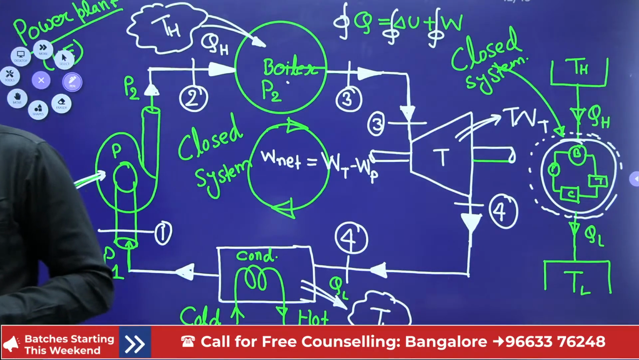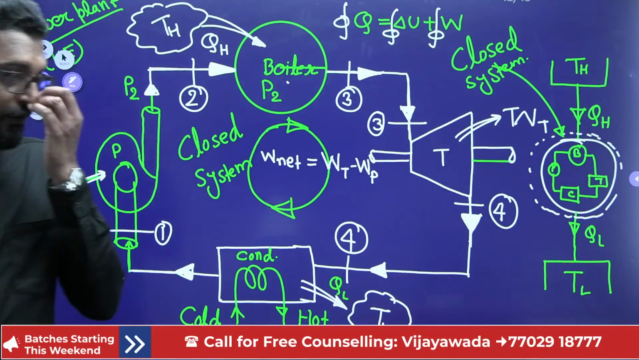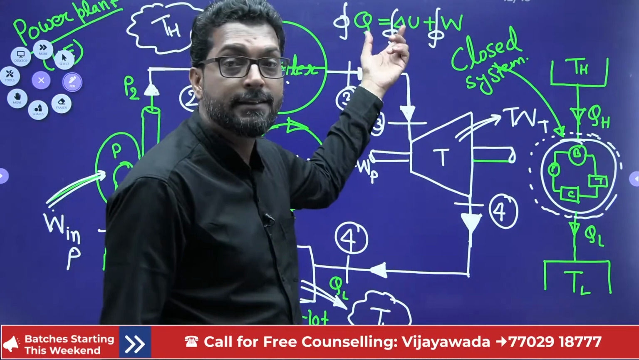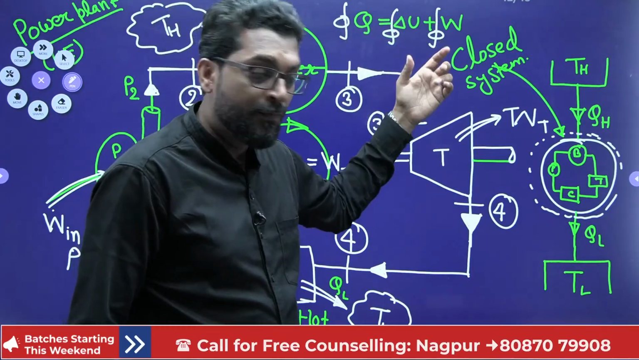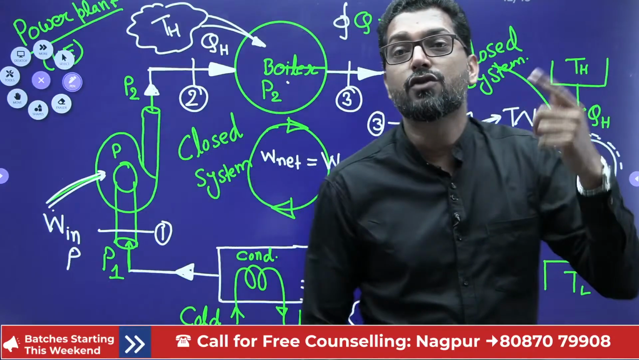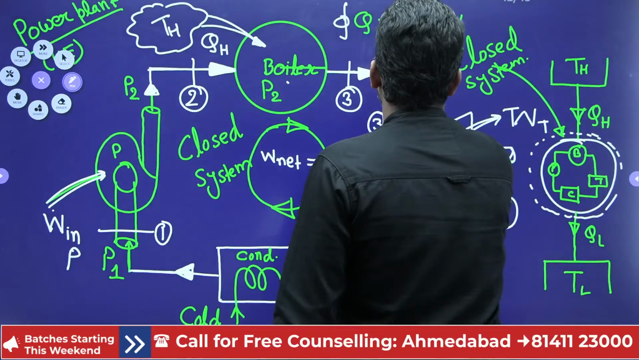Which one is 0? Of course, internal energy. Why? Because it is a property. So change in property through a cycle is always 0. So this component is 0.